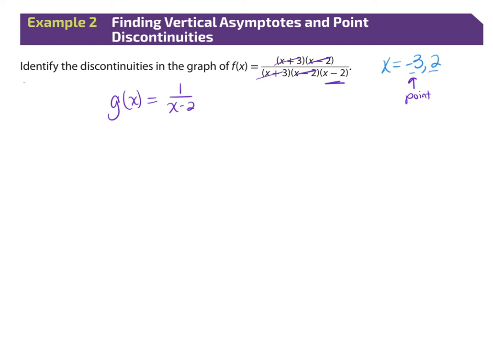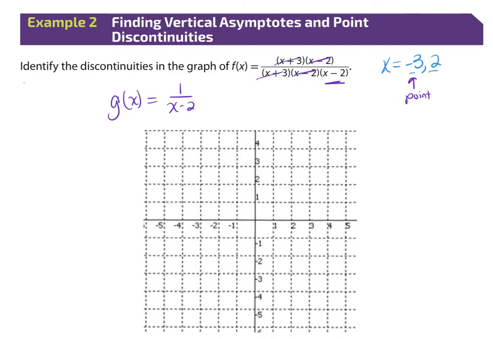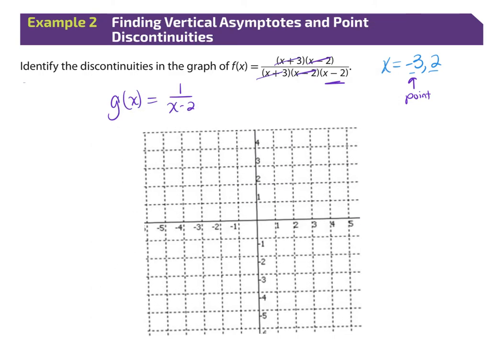Now, this looks like a translation of one of my graphs, doesn't it? This looks like 1 over x that's been moved right 2 places, right? And that's exactly what happens to this graph. If you were to graph this one, it's going to be your 1 over x, and it's going to shift to the right. And so you are going to have that vertical right here, okay?